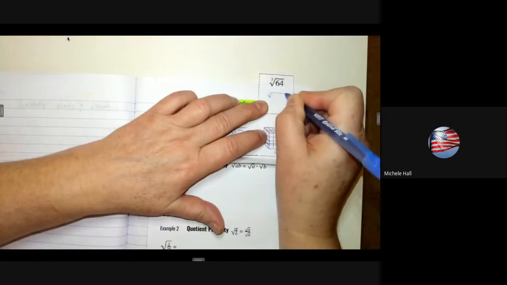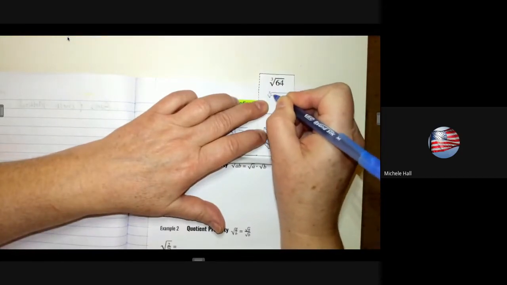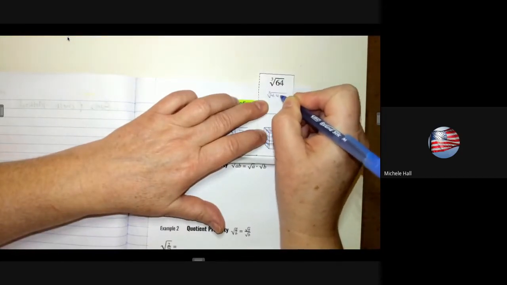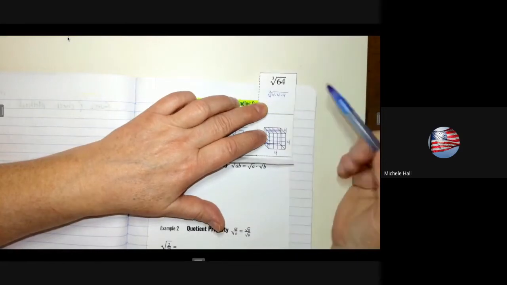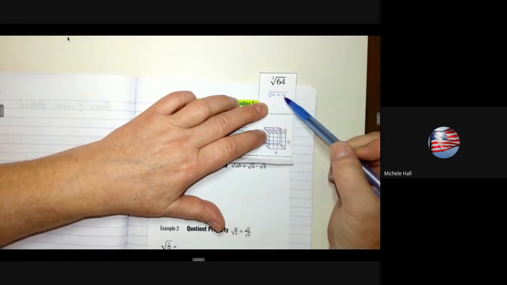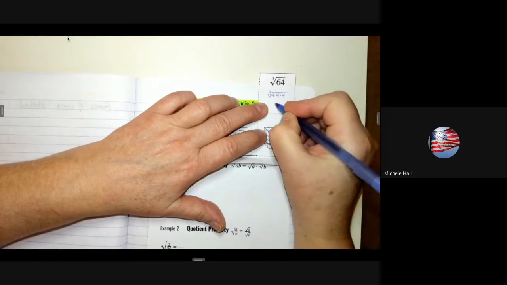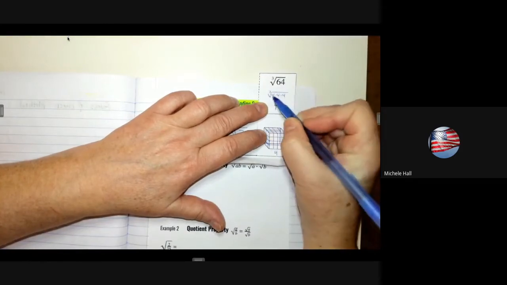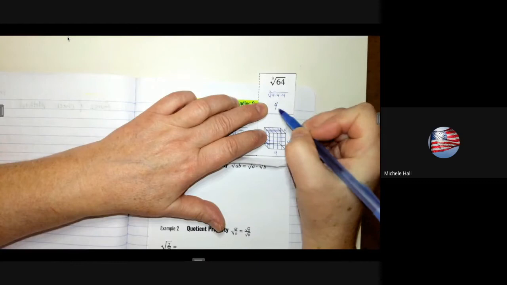I know that means the cube root of 64 can be broken up into 4 times 4 is 16 times another 4 is 64. There are 3 4s being multiplied under here. Therefore, the answer is 4. When it's a cube root, I need 3 of the same number, and then I can take that out.